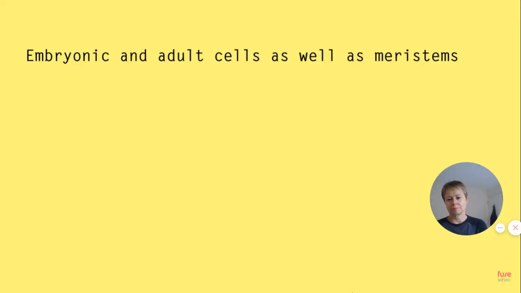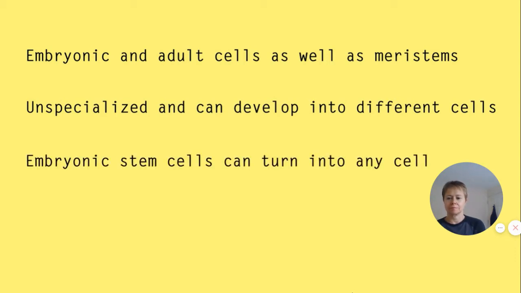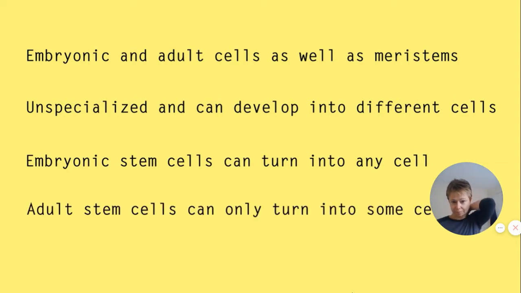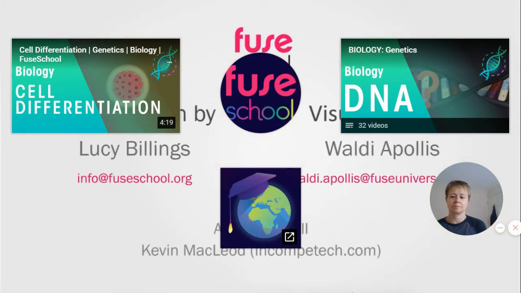So from this video, you should know that stem cells are present in embryonic and adult animal cells, and in meristems in plants. Stem cells are unspecialized and can develop into a range of different cell types for development, growth, and repair. In animals, embryonic stem cells can turn into any cell type, whereas adult stem cells, which are found in bone marrow, can only turn into some cells.